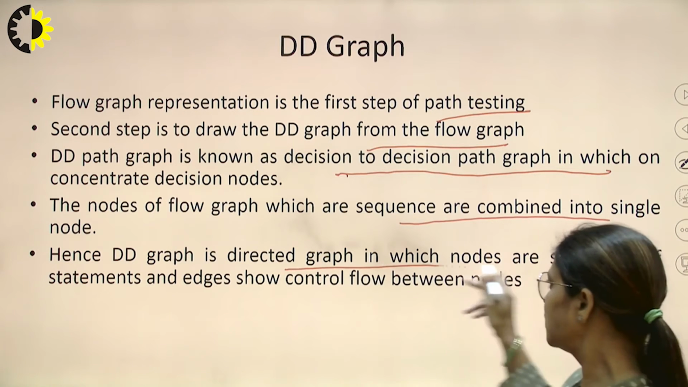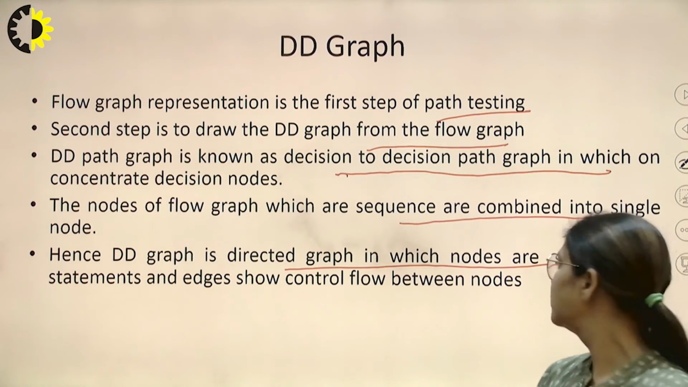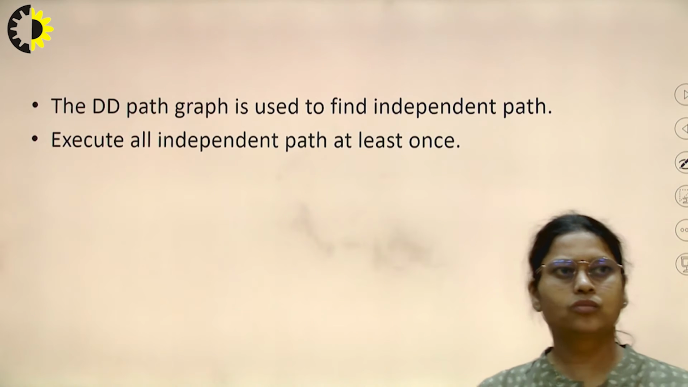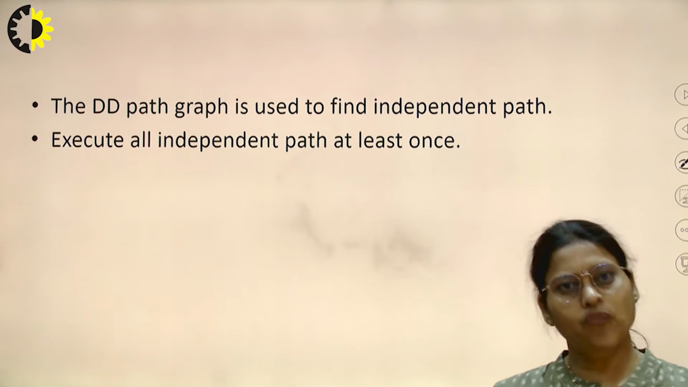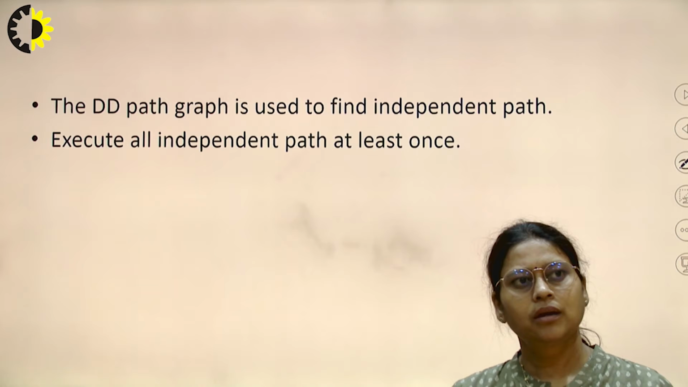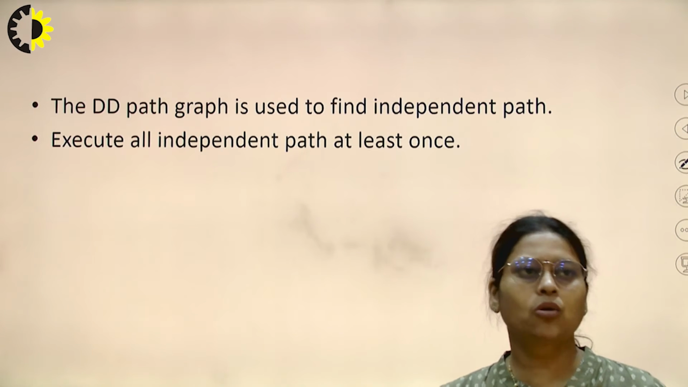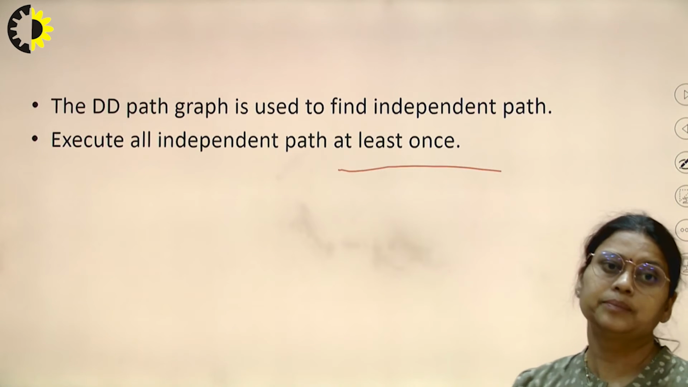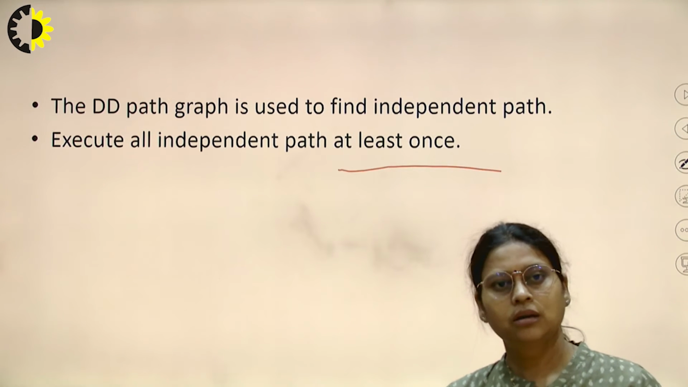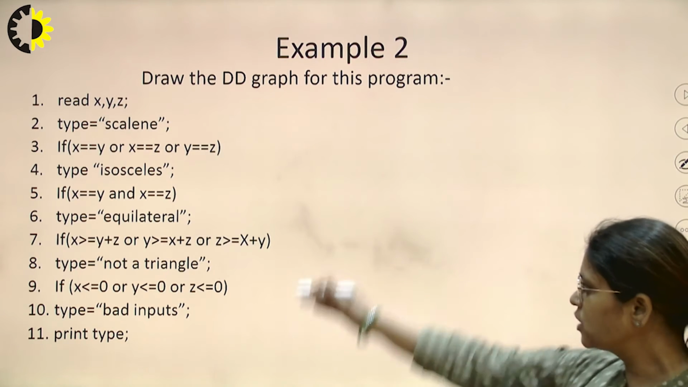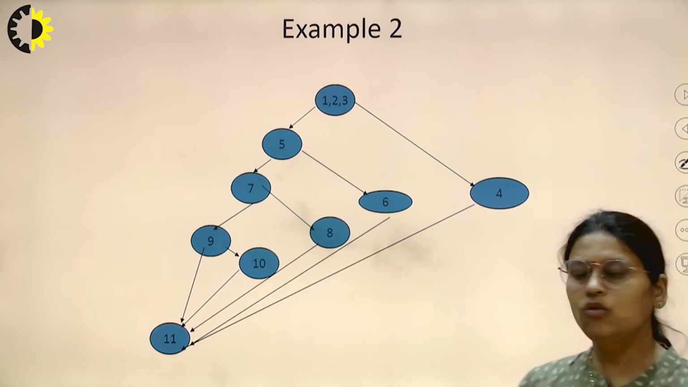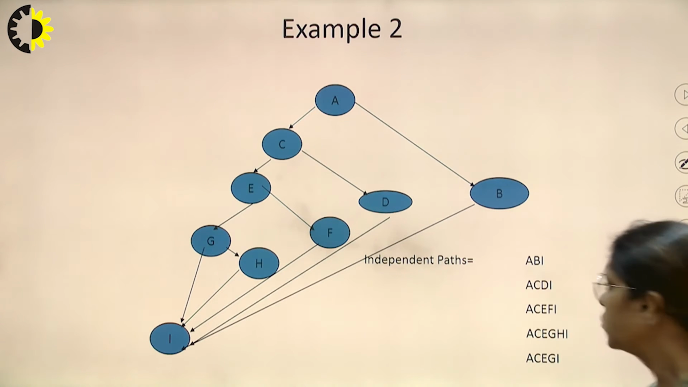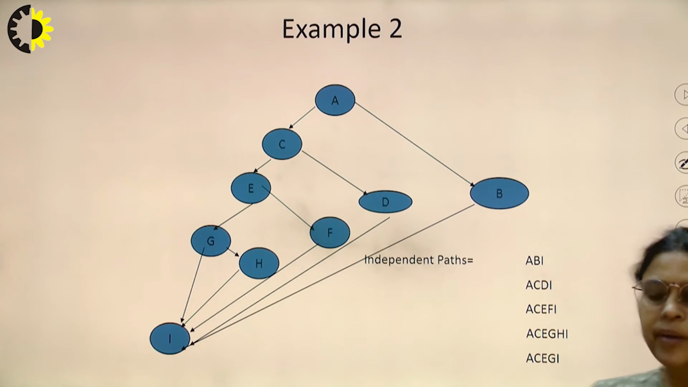Hence the DD graph is a directed graph in which nodes are sequences of statements and edges show the control flow. The DD graph path is used to find the independent paths of the program, and the condition is that it executes all the independent paths at least one time. This is the condition for the DD graph. So we have this program, and we convert it into a DD graph and find out the total number of independent paths in the program.